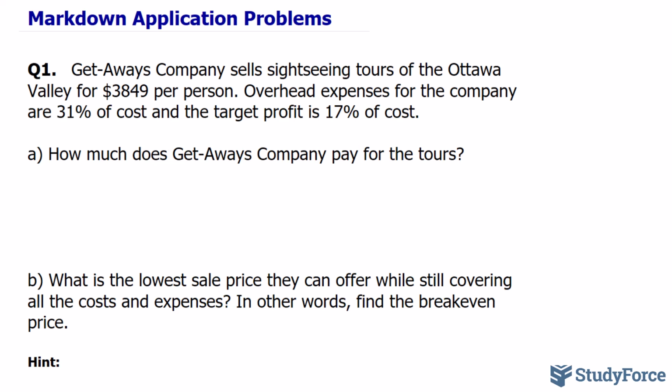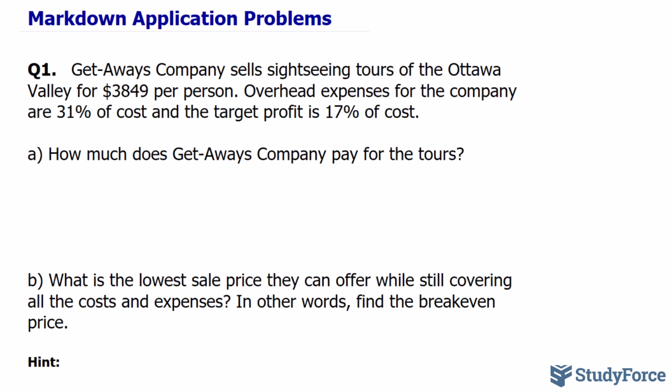Getaways Company sells sightseeing tours of the Ottawa Valley for $3,849 per person. Overhead expenses for the company are 31% of cost, and the target profit is 17% of cost. Question A, how much does Getaways Company pay for the tours?